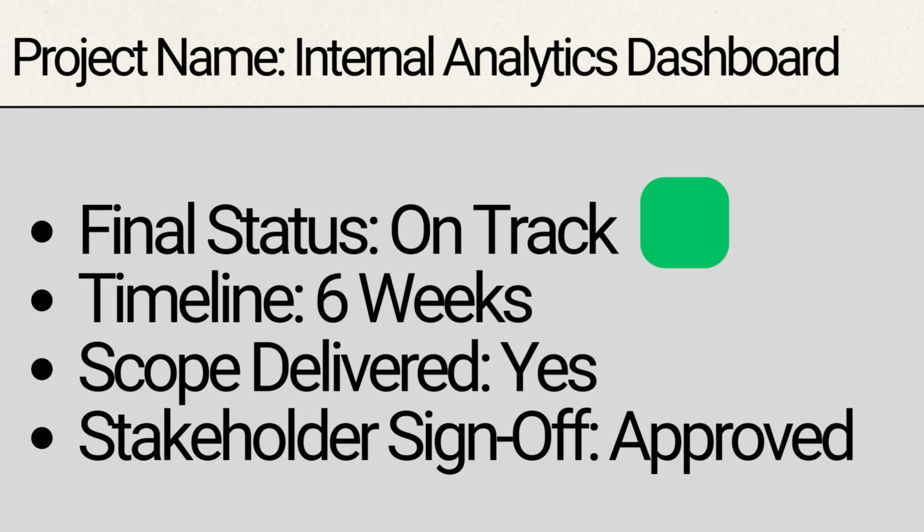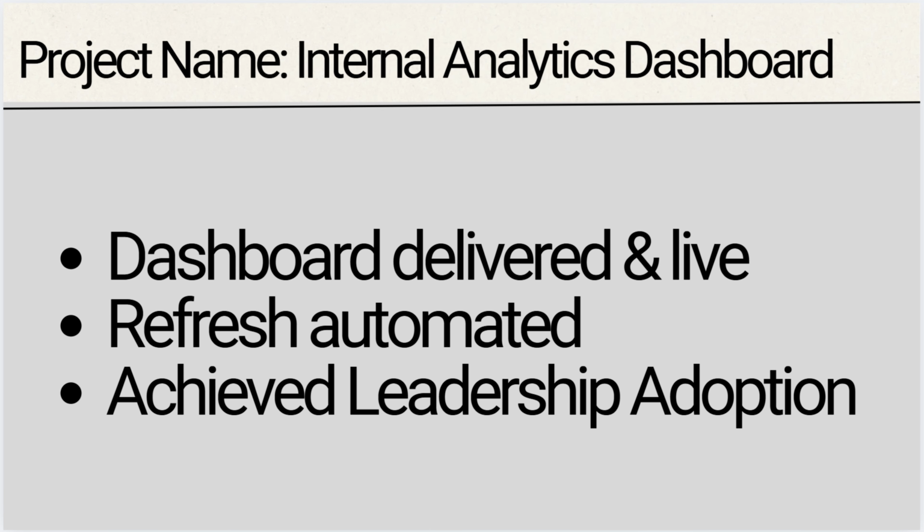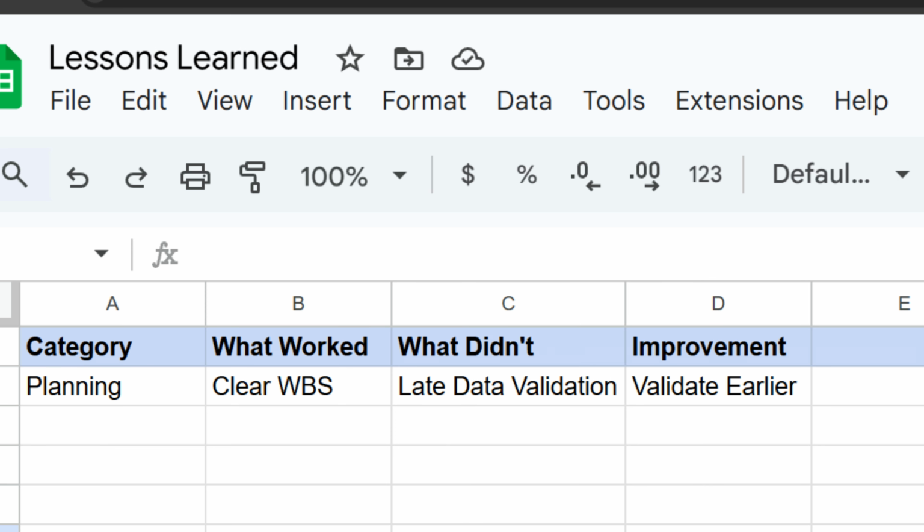Here is an example of the project closure report, showing final status, timeline, scope delivered, stakeholder sign-off. Some key points such as dashboard delivered and live, automated refresh, and achieved leadership adoption. Then your lessons learned log, showing columns category, what worked, what didn't, and improvements.